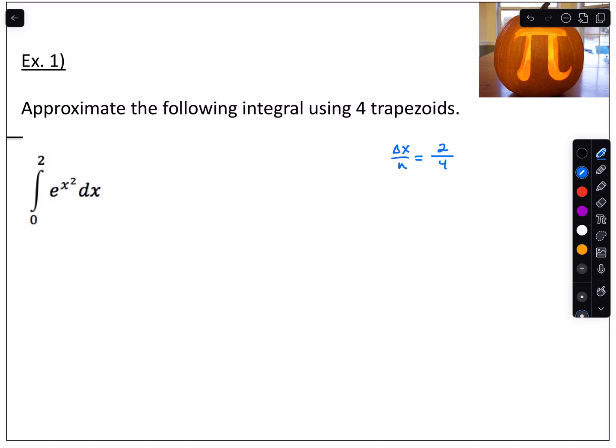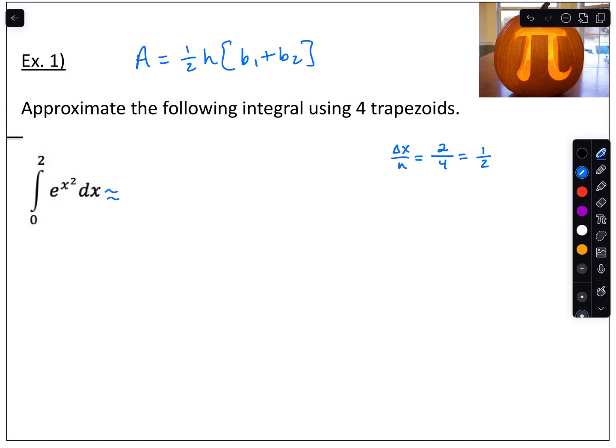We're going to use 4 trapezoids and let n be the number of trapezoids, just like n was the number of rectangles in the Riemanns. 2 over 4 is going to be a half. So in this case, I know the height of each trapezoid that I want is going to be a half. So then thinking about the formula, I know that the formula for area of a trapezoid is, again, 1/2 times the height times the sum of the 2 bases.